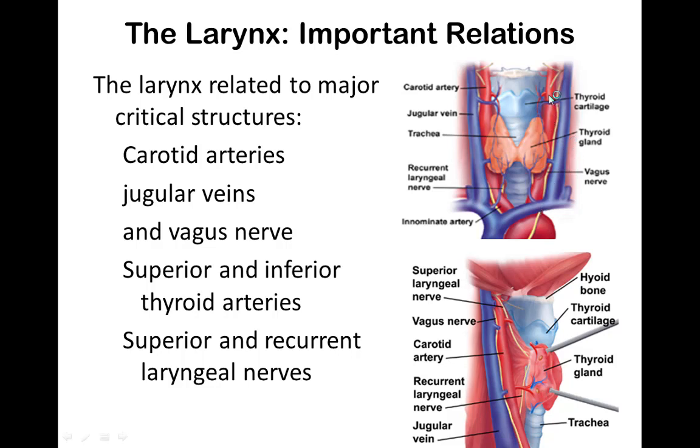Also there are other arteries related to the larynx. This is the superior thyroid artery, and here this is the inferior thyroid artery. Also we have very important related nerves, which are the superior laryngeal nerve and the recurrent laryngeal nerve.